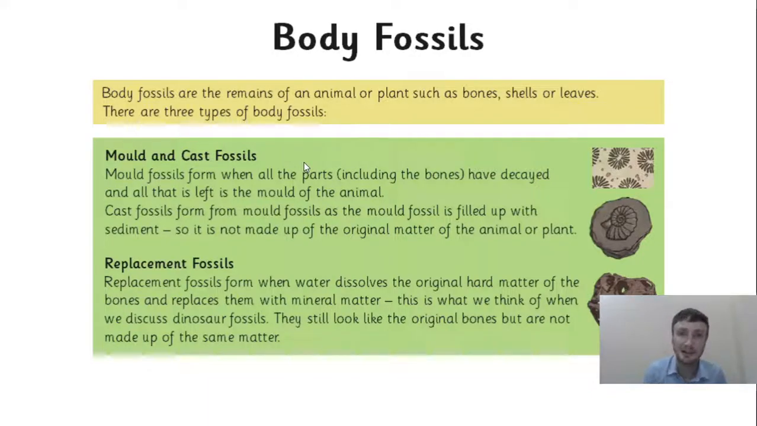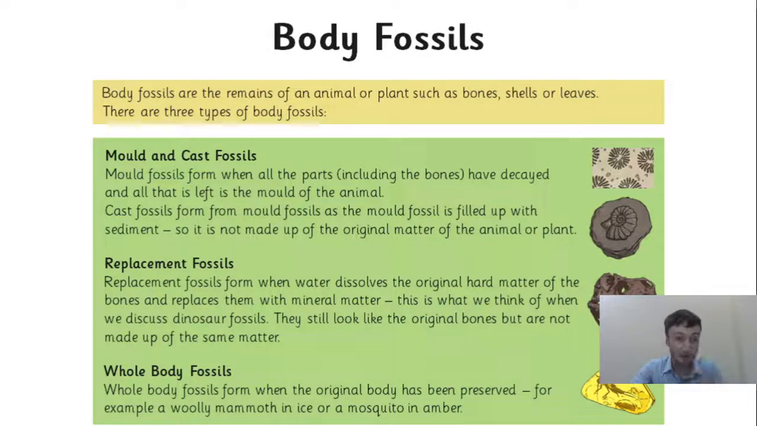Okay. So you have another type here. It's called a replacement fossil. Replacement fossils happen when water has dissolved the bones and replaced the bones with mineral. It's kind of like it's replaced with a different kind of rock. Okay, we'll look at a picture of that next. So they still look like the bones. It looks like the skeleton of a dinosaur, but really the bones aren't made of bone anymore. They've all been dissolved away, washed away by the water and replaced with rock.